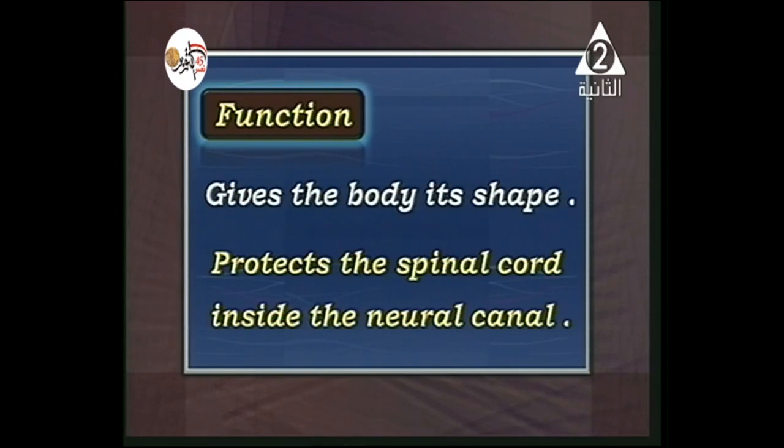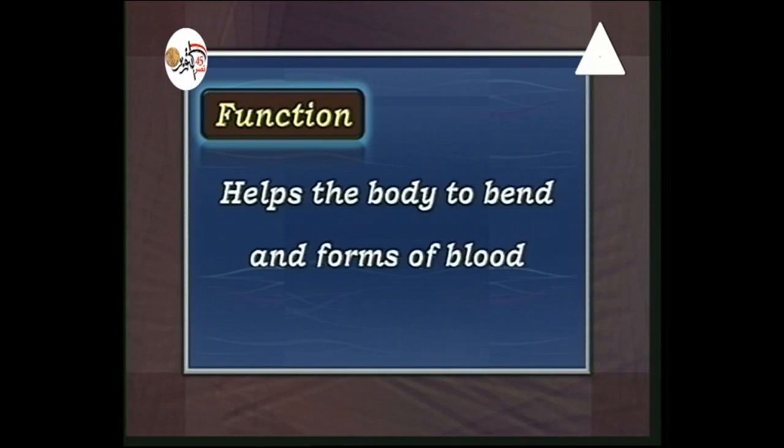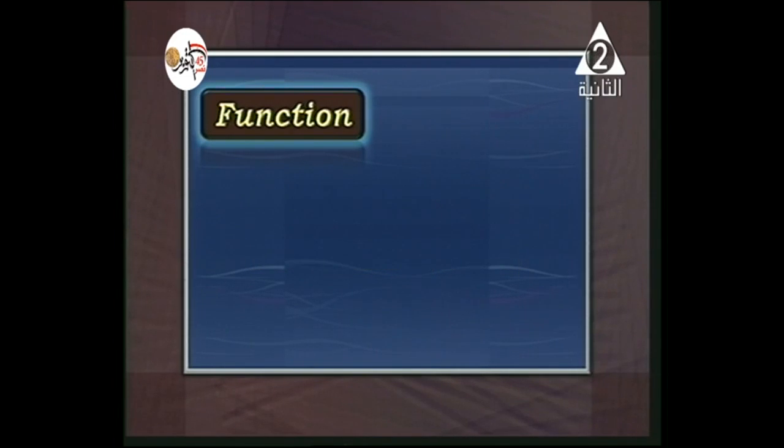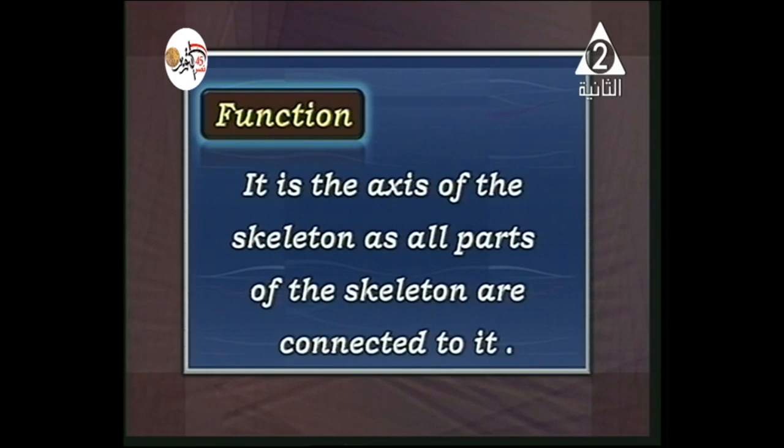And it also protects some important organs, like what? The spinal cord, which is found inside the neural canal. It's a canal or passage inside the vertebral column, formed by the vertebrae. It also helps the body to bend and to move in different directions, and to form blood cells. And it's considered the axis of the skeleton, because all parts of the skeleton are connected and linked tightly to the vertebral column.